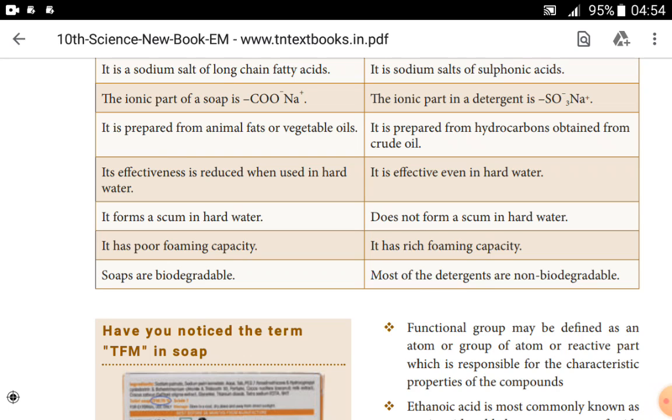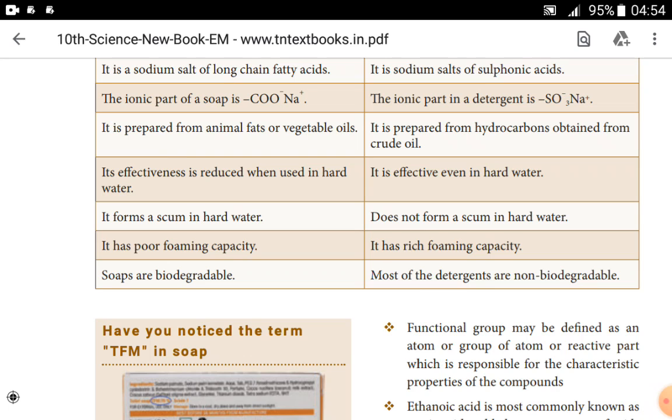Now, fifth question in page number 171, Roman numeral 6, fifth question: explain the mechanism of cleansing action of soap. So how does soap work to clean the dirt from the dress material?